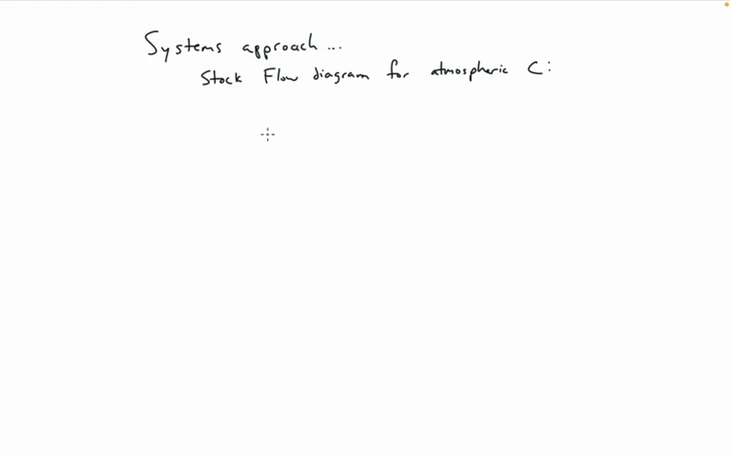Maybe pause for a moment. What is the stock that we would use here? So it's atmospheric CO2, and there's around 760 gigatons, as we just said. Okay, so we'll use our convention of putting a box around the stocks.